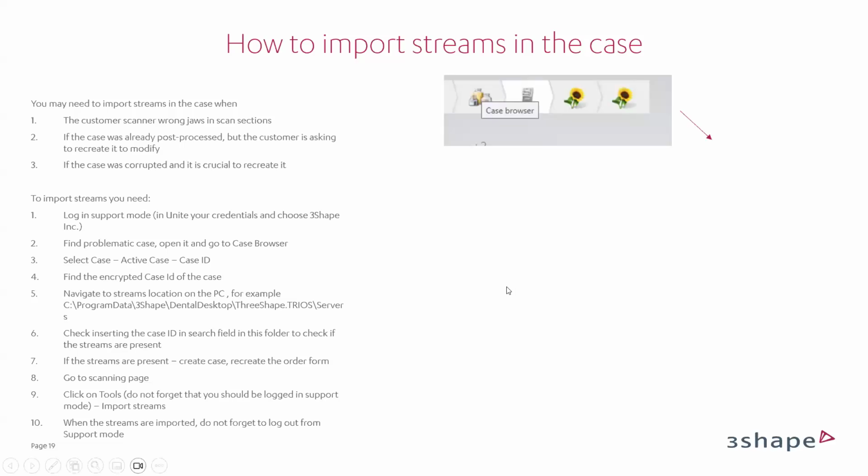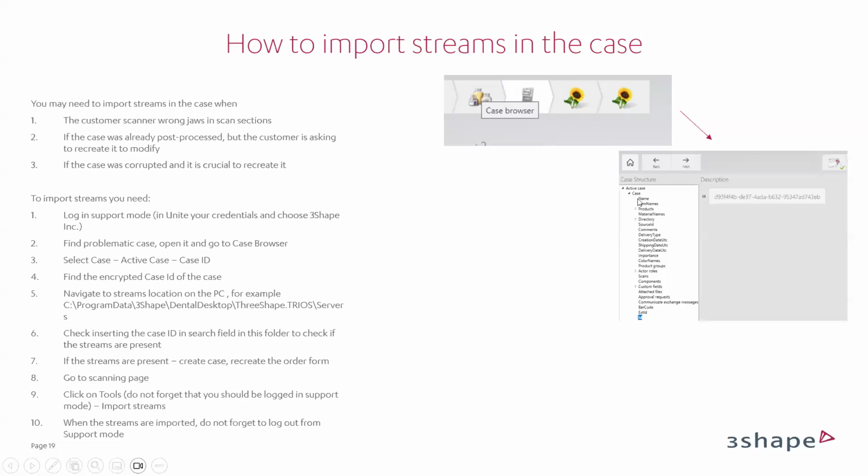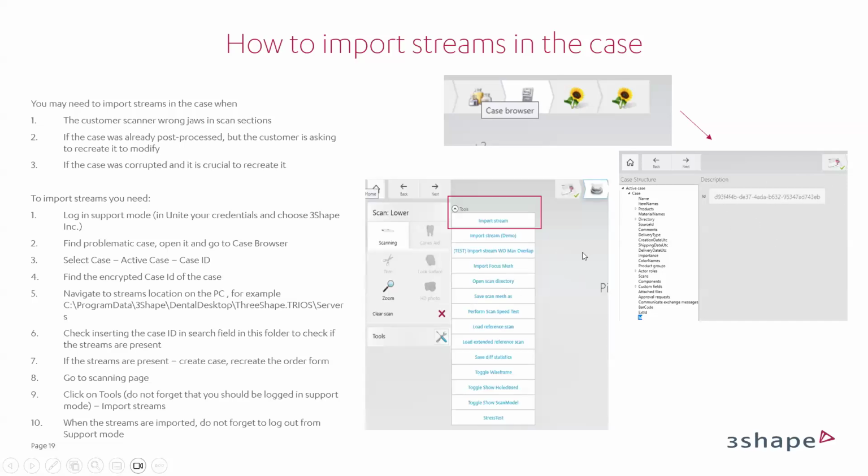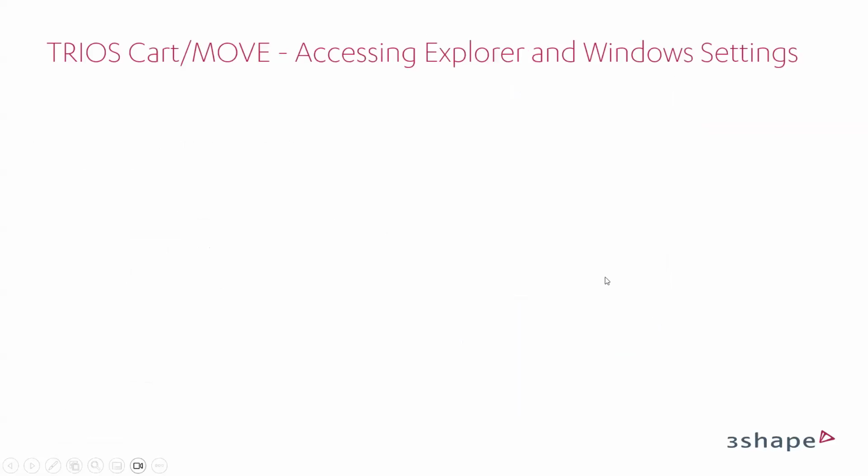the support mode. So here is an example, as we mentioned, of going to the case browser. After that, we check the active case tab and case ID. Here is the unique case number, because remember that all of the cases are encrypted in our software, so that's why there is a unique case ID number. After that, you go to the scan page, press the Tools, import streams button, and that's it, you are importing the streams.